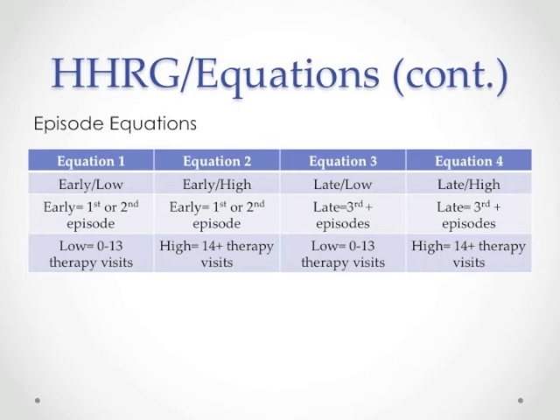And they have low therapy utilization, 0 to 13 therapy visits that will be scheduled. On equation number 2, it's an early high, and the difference there is again the high because there are 14 or more therapy visits. On your equation number 3, it's late low. The late stands for 3rd episode or more, and your low therapy utilization visits is 0 to 13. And equation number 4 is late high. Same thing, your late episode or your timing is the 3rd episode or more, and your high therapy utilization is 14 or more visits.